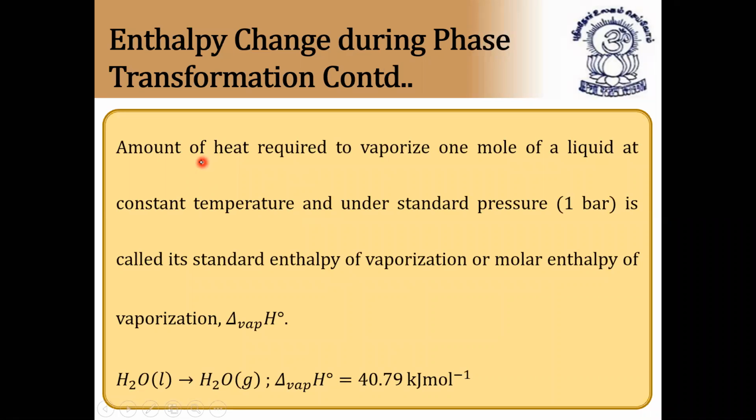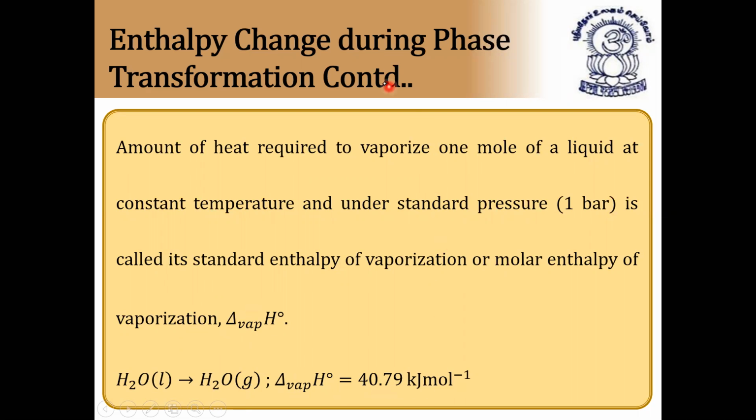Amount of enthalpy change during phase transformation. The amount of heat required to vaporize 1 mole of a liquid at constant temperature, that is, to convert liquid into vapor, at a standard pressure of 1 bar, is called standard enthalpy of vaporization or molar enthalpy of vaporization. So delta H of vaporization. Same process, we convert a liquid into gas, so it is called enthalpy of vaporization. It is equal to 40.79 kilojoules per mole.